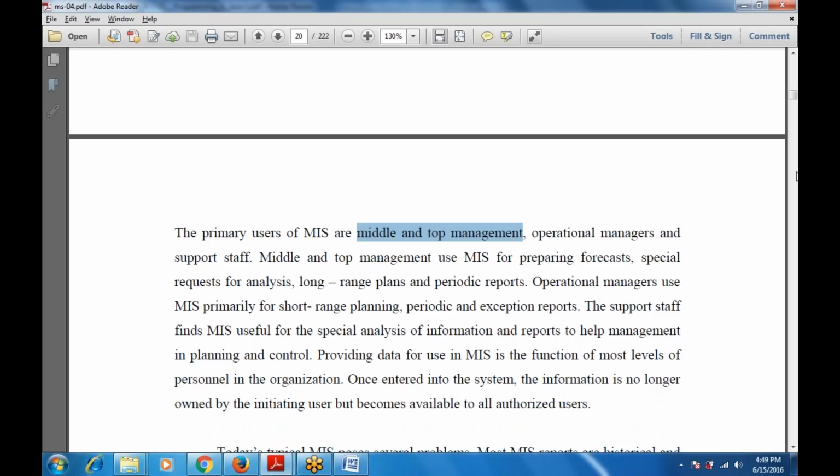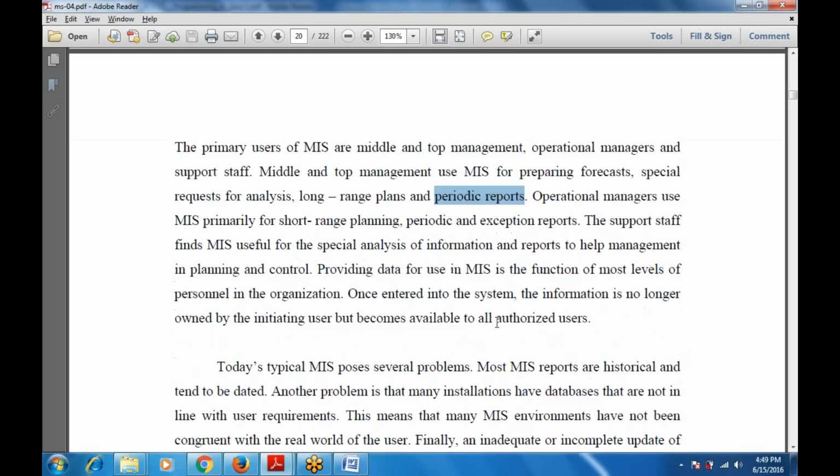The middle and top management use the MIS for preparing forecasts, special reports, analysis, long range plans, and periodic reports. And whenever we talk about the operational manager, they use the MIS for short range planning, periodic, and exception reports. The support staff finds the MIS useful for special analysis of the information to help the management in planning and control.